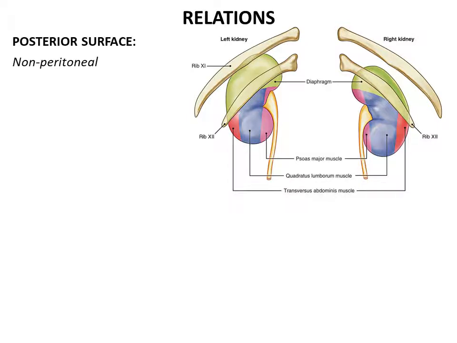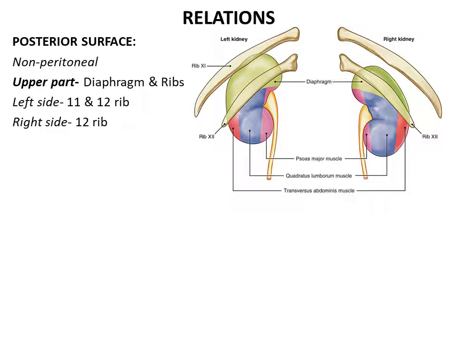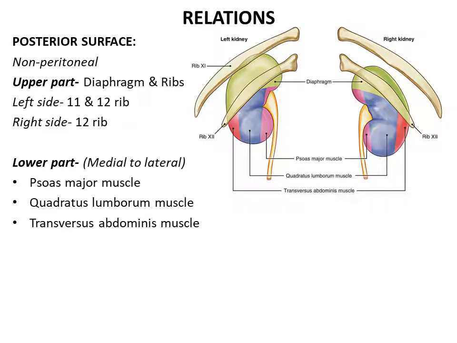The posterior relations of the kidney. It is not covered by peritoneum, that is, it is retroperitoneal, and in the upper part, the two kidneys are related to the diaphragm, its two ligaments, that is the medial and lateral arcuate ligament, and the ribs. The right kidney, being lower, is related to the 12th rib, whereas the left kidney is related to the 11th and 12th ribs. In the lower part, the kidneys are related to three muscles. From medial to lateral side, longitudinally arranged muscles are psoas major, quadratus lumborum, and transversus abdominis.